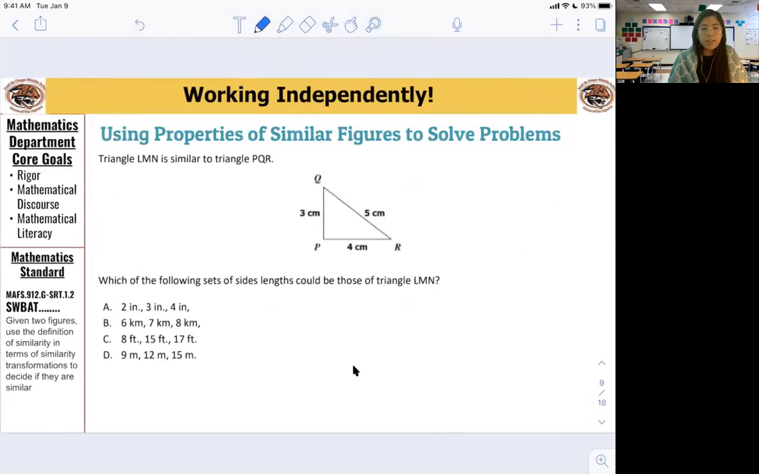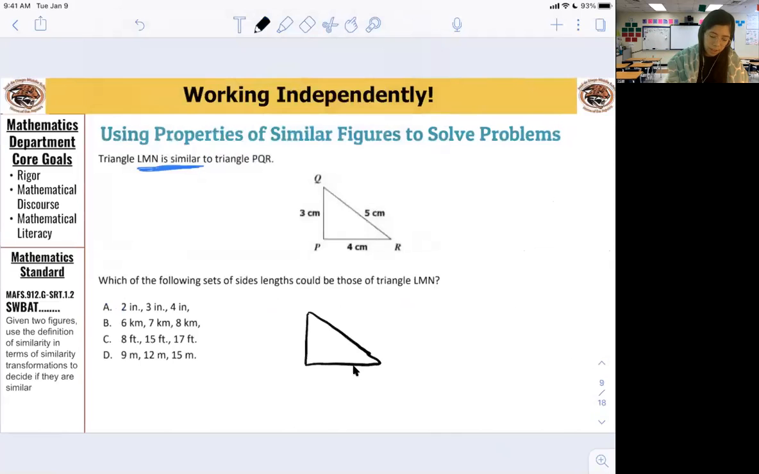Cool. All right, this is the last one we're going to do. Triangle LMN is similar to triangle PQR. Which of the following sets of side lengths could be those of triangle LMN? With these types of questions, I like to draw it out personally, just because it helps me to visualize it.